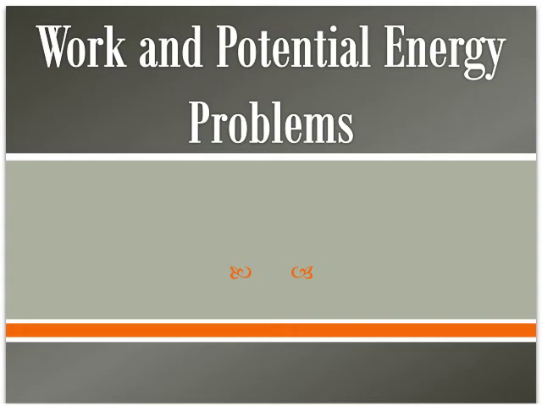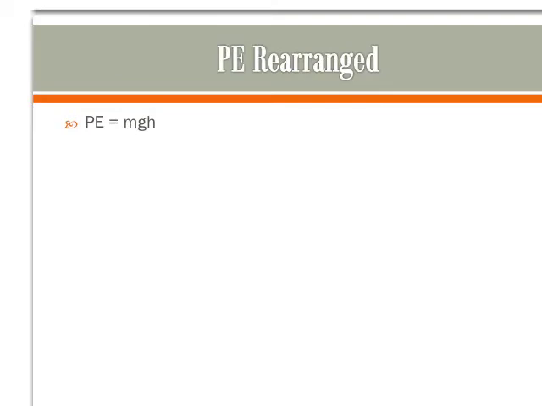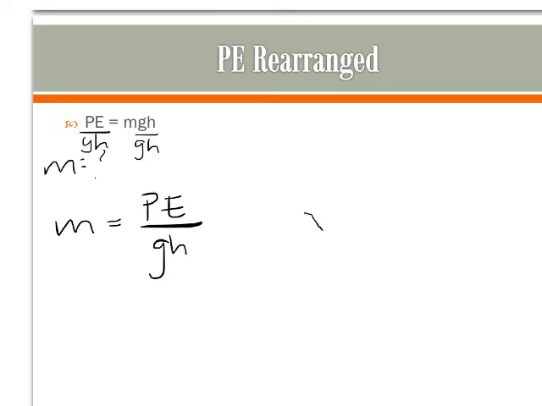Alright, so today we're going to start working with some problems that involve work, potential energy, rearranging equations, that sort of thing. First thing is using your PE equation, but maybe solving for a different variable. Let's say you have to solve for mass. What does the equation look like solving for mass? If you want to get mass by itself, you need to get rid of the gravity and height. So you divide by GH on both sides, and you have M is equal to PE divided by GH, right?